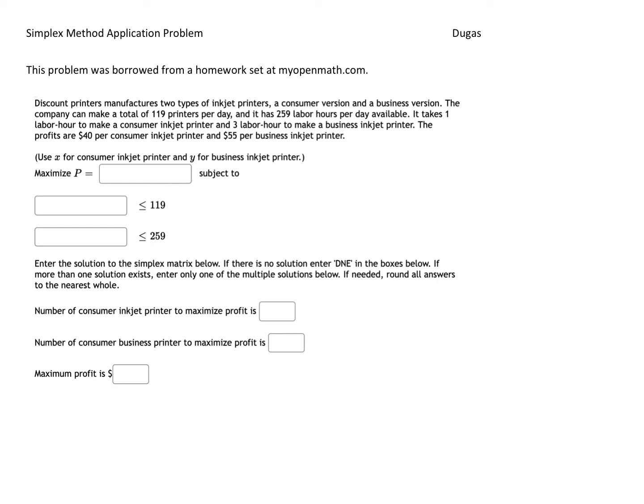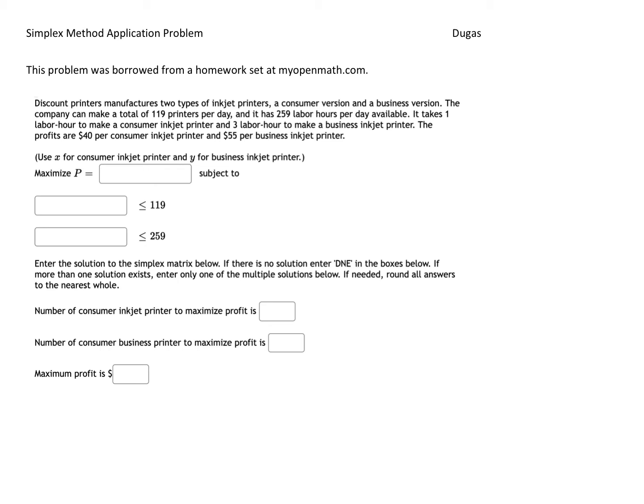In this video, we are going to explore how to apply the Simplex method to an application problem. This problem was taken from the homework set in myopenmath.com. For our class, it's number 2 from assignment 23, so homework 23, number 2. I just wanted to walk you through what we're going to do here and what you're looking for.